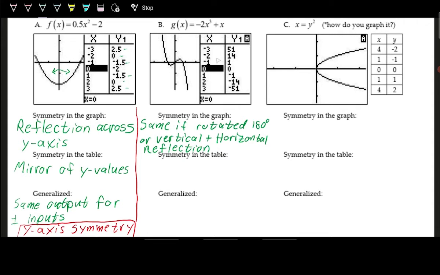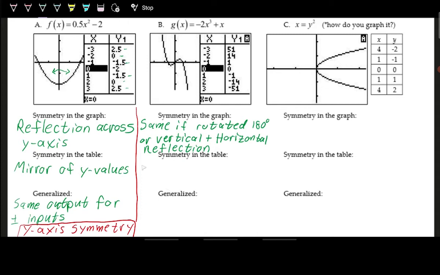Let's look at the next option. If we plug in negative 2, we get 14. If we plug in positive 2, we get negative 14. For 3 as the input, negative 51 is the output. For negative 3 as the input, 51 is the output. So you might be able to make this connection here and see that when we plug in these opposite inputs, we get opposite outputs, whereas on the first one, we plugged in opposite inputs and got the same output. On this symmetry, when we plug in opposite inputs, opposite outputs happen.